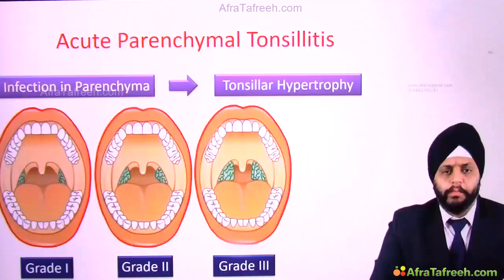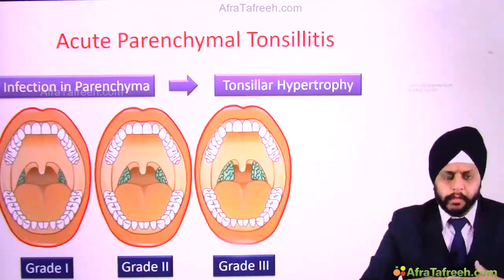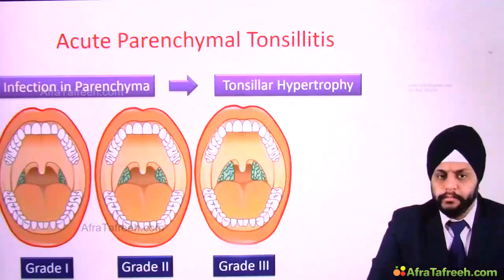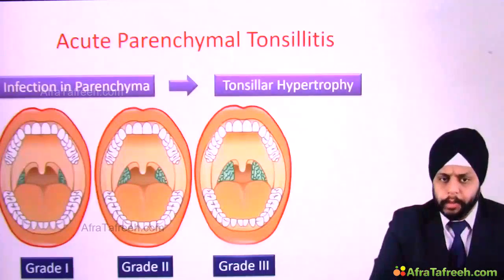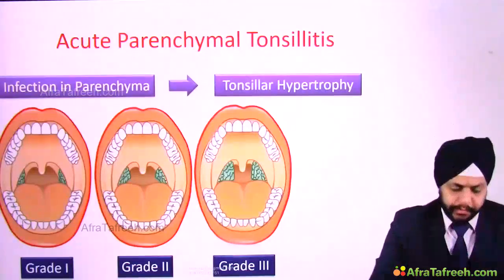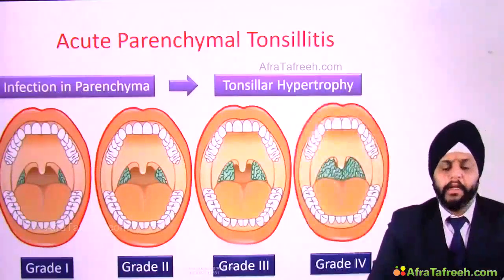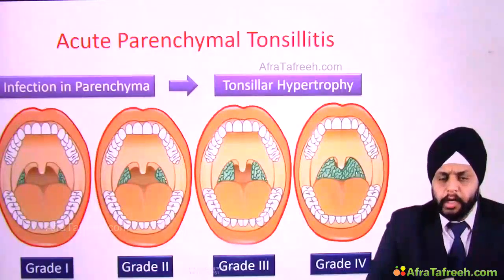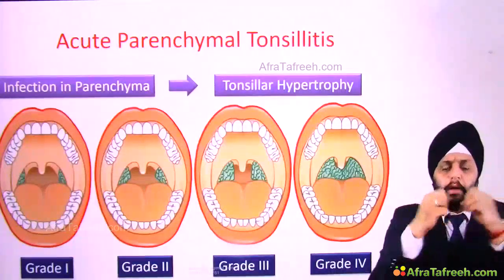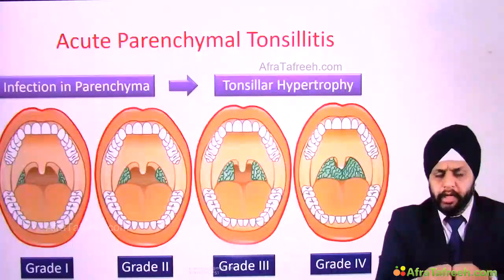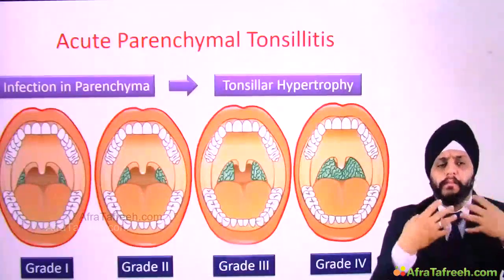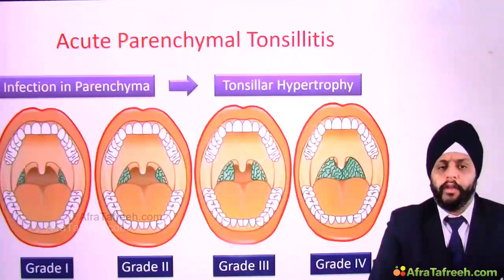When the patient says ah, these tonsils may come and meet in the midline. So that is a grade 3 tonsillar hypertrophy. They meet in the midline when the patient says ah. And then we have grade 4 tonsils. Grade 4 tonsils means they are always meeting in the midline, even when the patient is not saying anything. So they are completely blocking the oropharyngeal pathway.